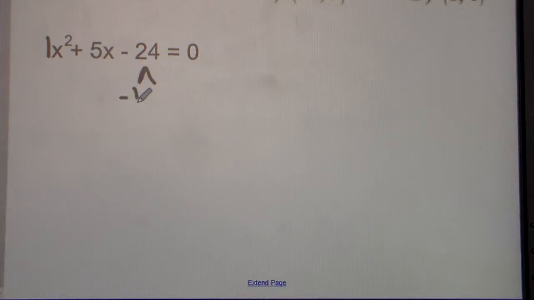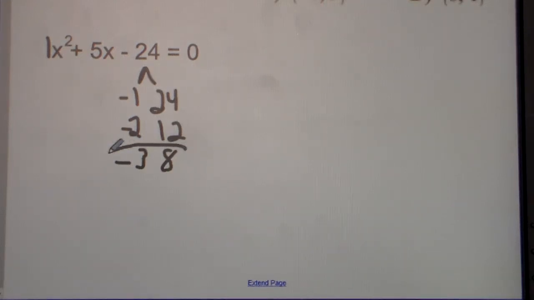So we have negative 1 times 24. We have negative 2 times 12. We have negative 3 times 8. Now I got lucky. On my third one, I see that negative 3 plus 8 gets you positive 5. So these two numbers are the two numbers I'm about to use for the next step.